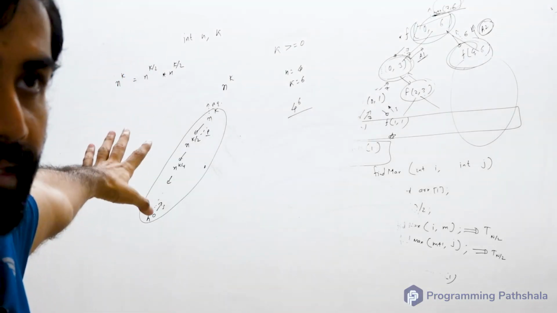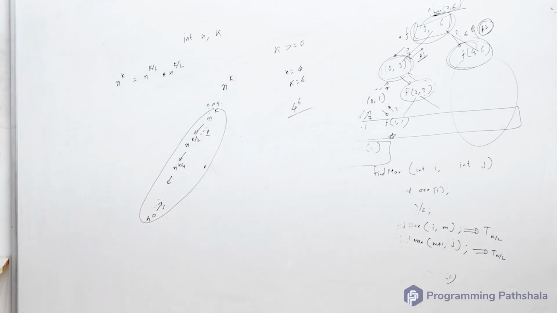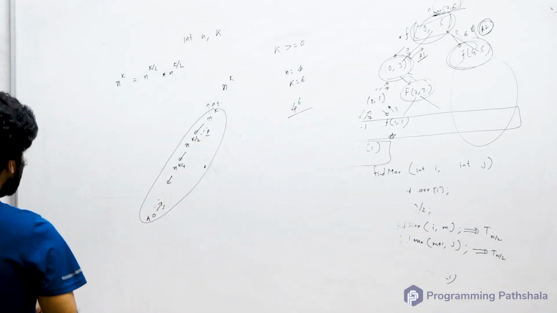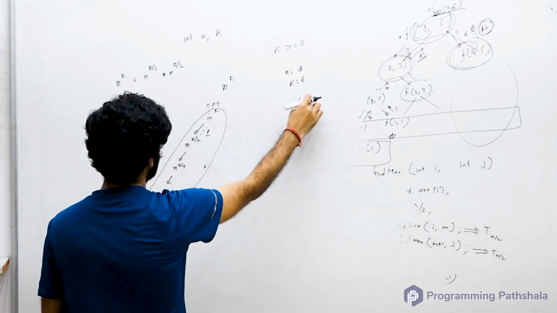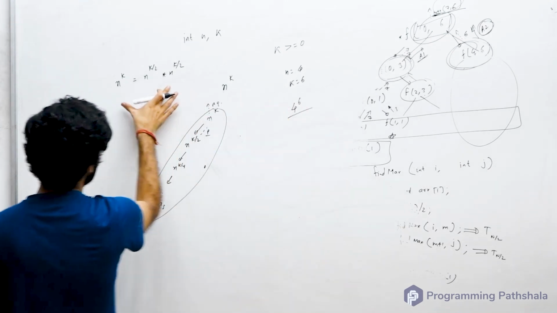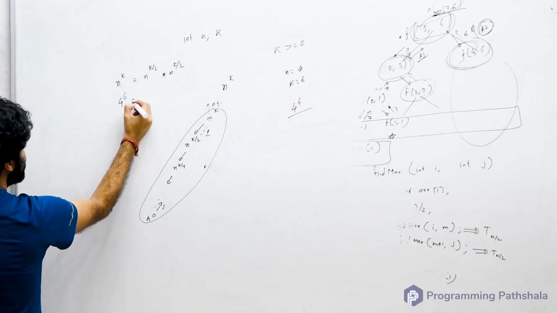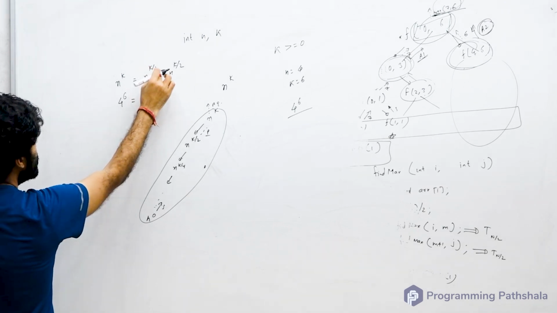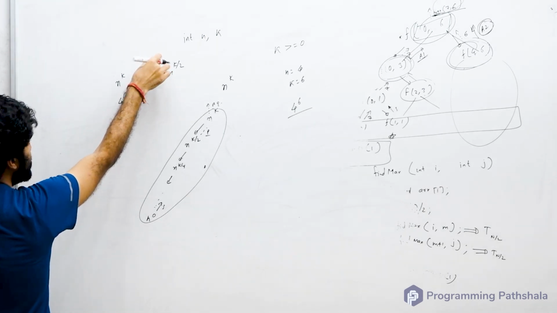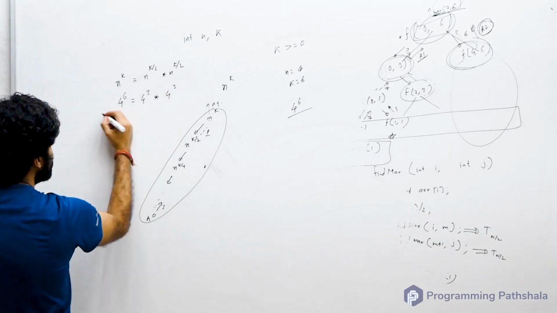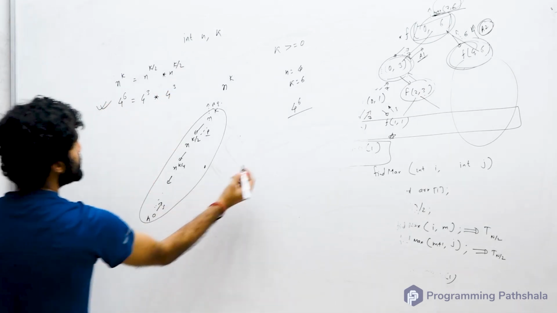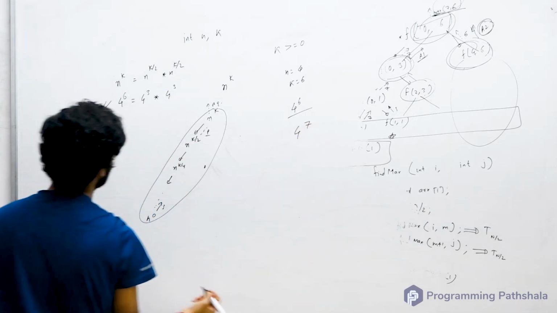Now there can be some cases that all of us should understand. Let's say you are asked to find 4 raised to power 6. 4 raised to power 6 very well fits with this, because 4 raised to power 6 is 4 raised to power 6 by 2. This is an integer division. Okay, so 6 by 2 will be 3, and here again 6 by 2 will be 3. So this works well.